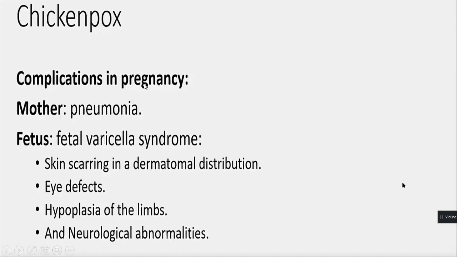And here, the most important, and it can be a question in the exam, complication. So complication here in pregnancy, regarding the mother, it can be pneumonia. Also, it can be hepatitis, okay? But the most common, pneumonia. Regarding the fetus, it will be fetal varicella syndrome. So it means skin scarring, eye defects, hypoplasia of limbs, and neurological abnormalities.